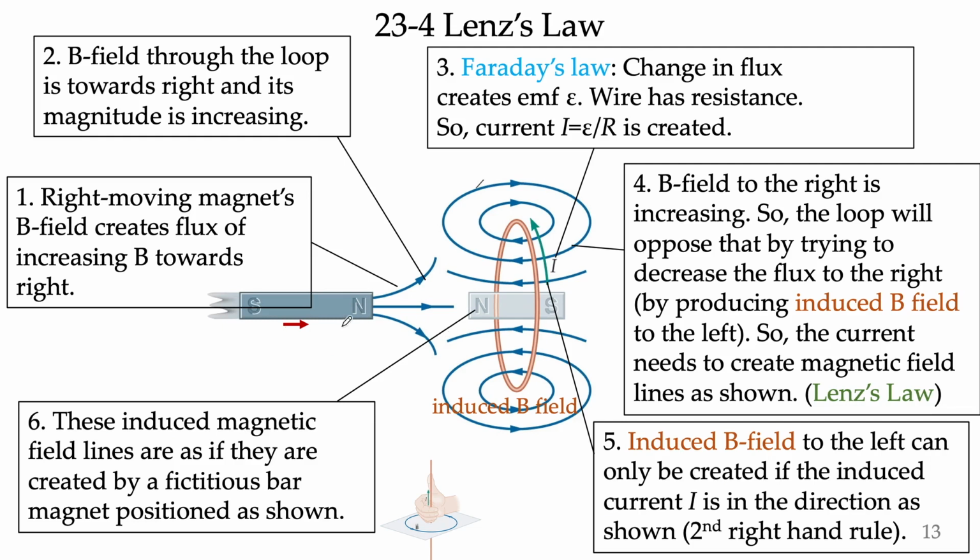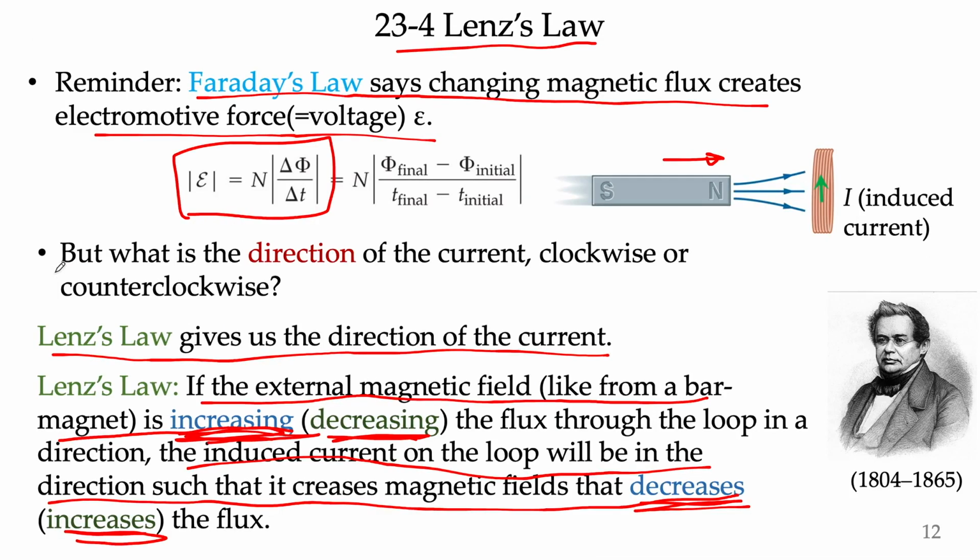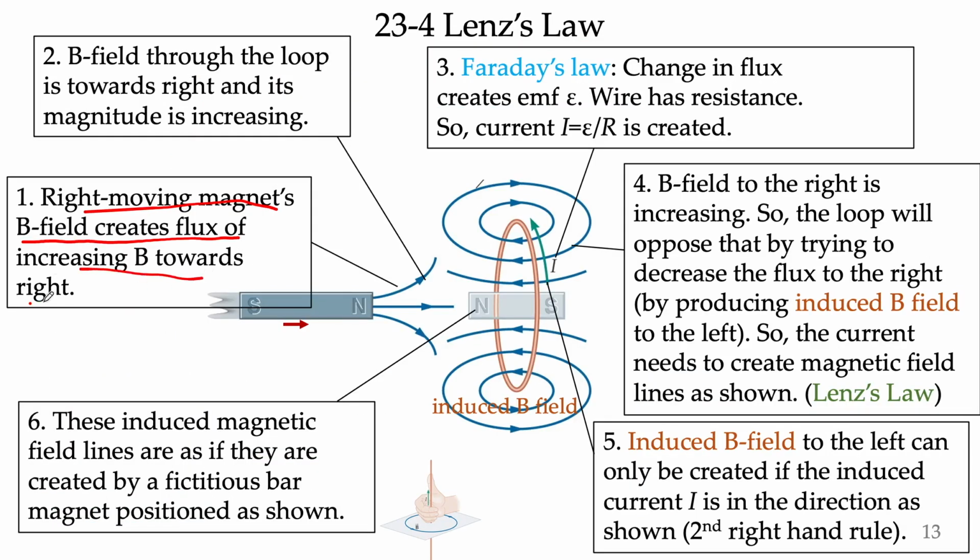Before the examples, let's see what happens in steps. First of all, there is this bar magnet, and it's moving to the right. So the right-moving magnet creates an increasing magnetic field towards the right. Here the magnetic field is weaker, here stronger. As this moves to the right, what happens? The magnetic field strength inside the loop increases, because the stronger part is getting closer and closer to the loop.